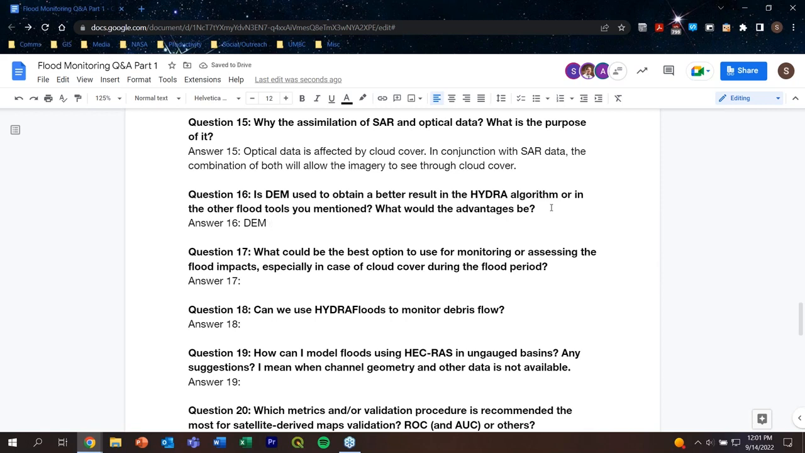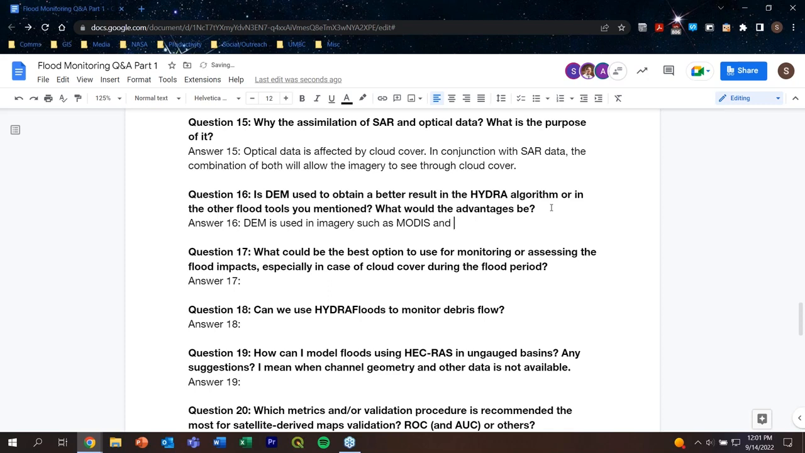For optical data, sometimes if you have shadow due to topography, that has to be corrected. Otherwise, it appears like flood. So for that, it is used in optical imagery. And in HydroFloods, I believe it is the same. So interpretation of your flood map helps when you have DEM information in there.